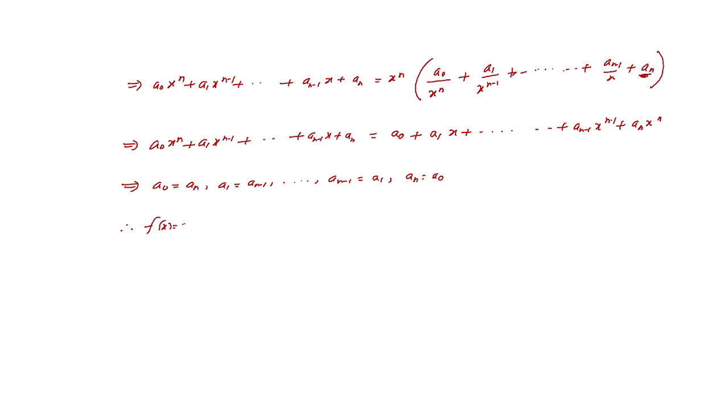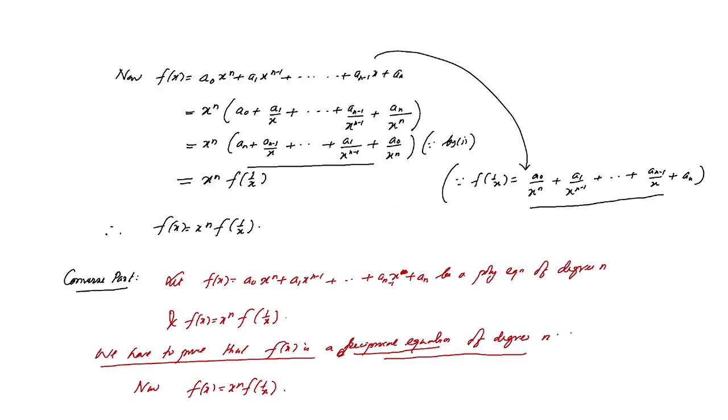So therefore f(x) equals 0 is a reciprocal equation of degree n. This completes the proof, and not only degree n, here you have to show it is of first type.